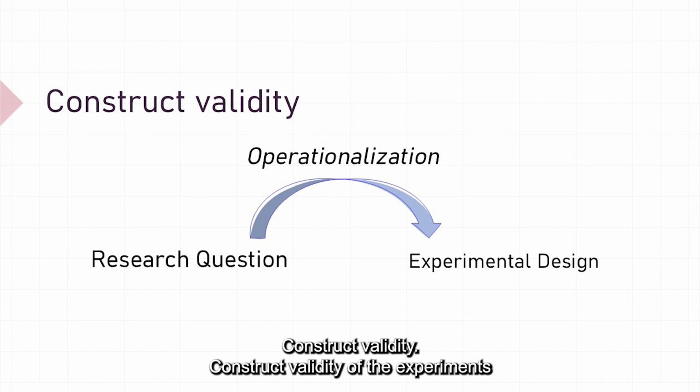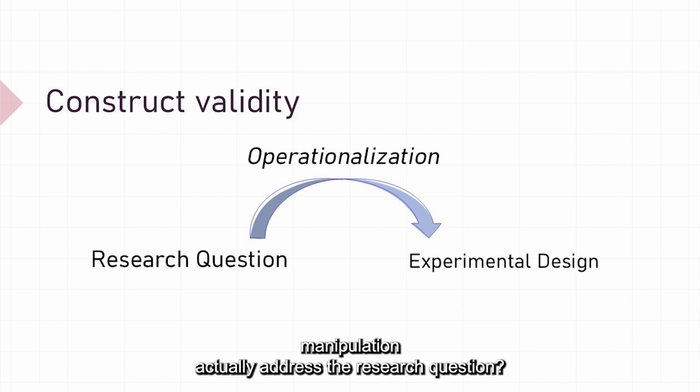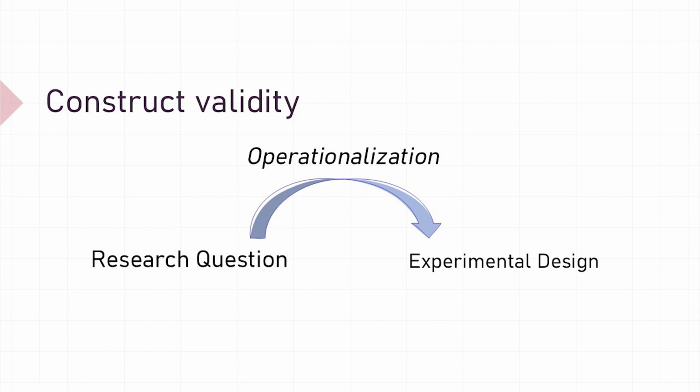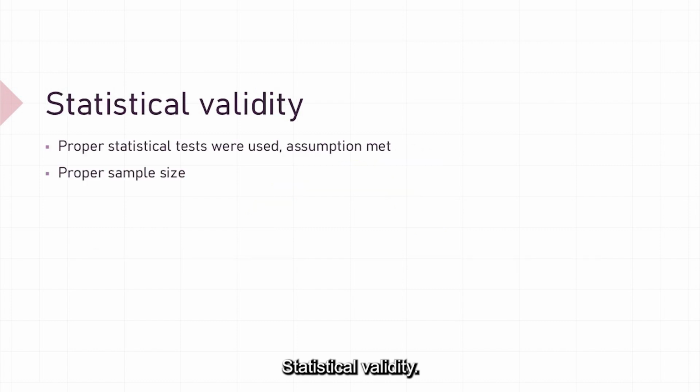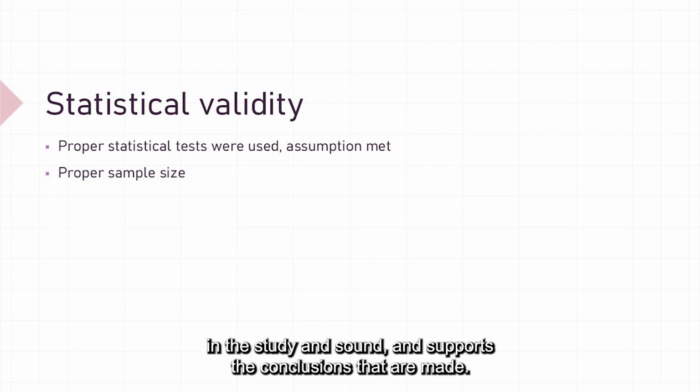Construct validity. Construct validity of the experiments depends on how well we operationalized our research question. Does the experimental manipulation actually address the research question? Statistical validity. The statistical validity speaks to whether the statistics conducted in the study are sound and support the conclusions that are made.